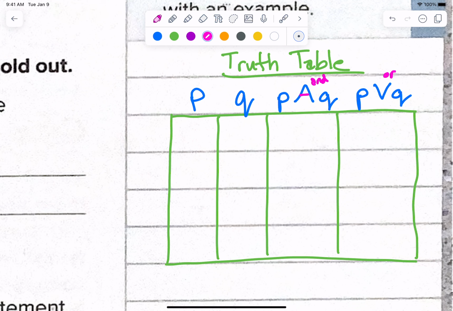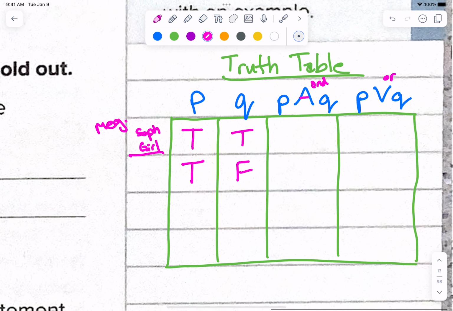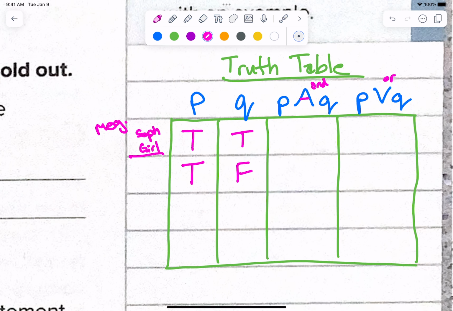Okay. So we could have P be true and Q be true. So that would be like, if we're talking about Megan, that she is a sophomore and a girl, right? Sophomore, girl, true and true, okay? So let's fill in P and Q. Let's say that the first one is true and the second one is false, right? We'll write out what that looks like here in a second, okay? What's another combination of P and Q that I can have? False, true, and false, false.